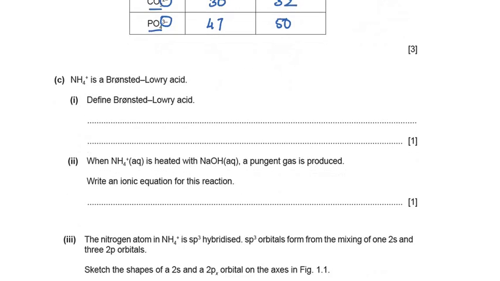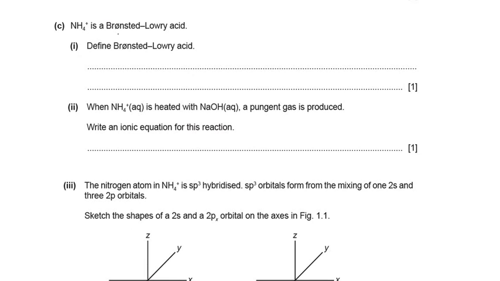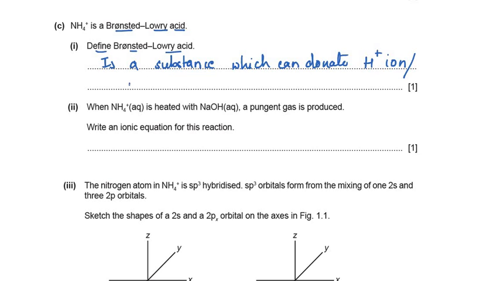Now if we go ahead with the C question, where NH4 plus is a Bronsted-Lowry acid. Define Bronsted-Lowry acid. Now Bronsted-Lowry acid is a substance which can donate hydrogen ion. That is the definition of Bronsted-Lowry acid. In place of hydrogen ion, you can write which can donate proton also. That is also acceptable, but prefer writing any one.